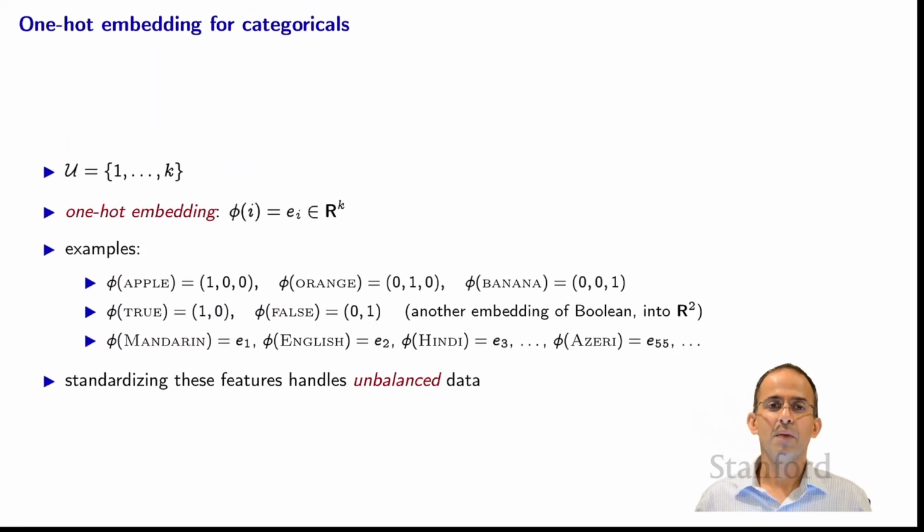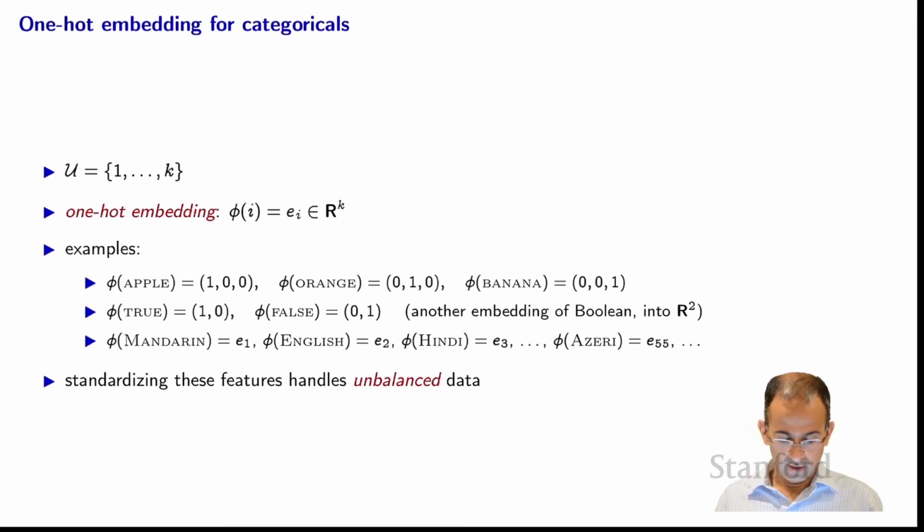Now there's a particular way of embedding categoricals which is very common and very useful, and that's called the one-hot embedding. So let's just refer to our categories now as 1 through k. So that script U consists of the numbers 1 through k. The value of the field is either going to be 1 or 2 all the way up to k. So the one-hot embedding says if you see u is equal to i, then embed that as e subscript i. Remember what e subscript i is?